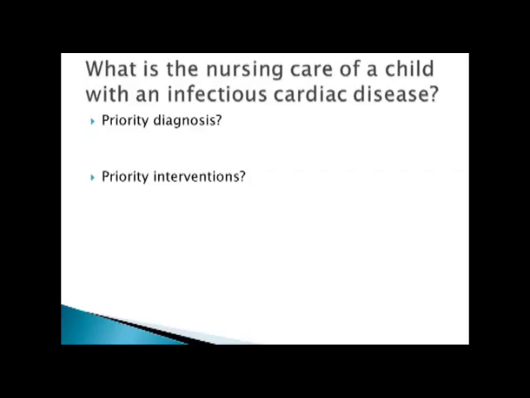So what we're going to talk about in class on Monday would be, what is the nursing care of a child with infectious cardiac disease? What are some of the priority diagnoses? And also, what would be some priority interventions? Another area of concern that we're going to talk about is hypertension. And so children do get hypertension.